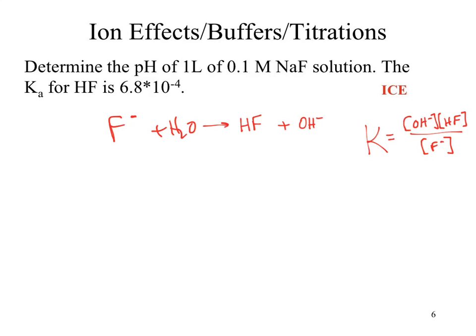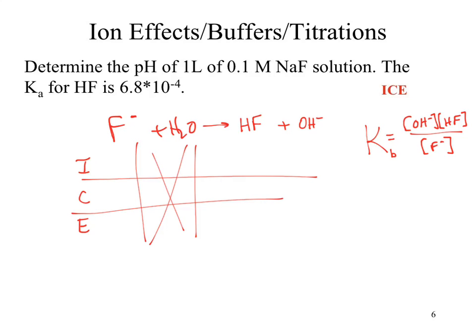Kb. So when we go through to try and solve our ice chart, what do we need? We need the Kb. What are we given? Ka. So if we're going to go through and solve our ice chart for our concentrations, we need to make sure that we convert that Ka over to a Kb. Okay? As far as the rest of setting this up, go through it relatively quickly.